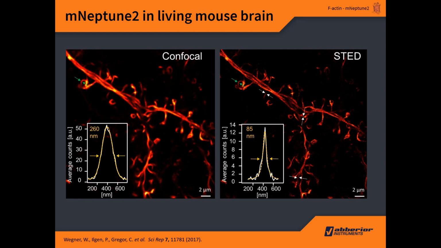Another example is the visualization of actin in dendritic spines, in this case with the red-shifted fluorescent protein mNeptune2. It is especially interesting that these images were acquired in highly complex living tissue, namely the cortex of a living mouse, where the authors were able to measure the diameter of dendritic spines, which is in the range of 85 nanometer.